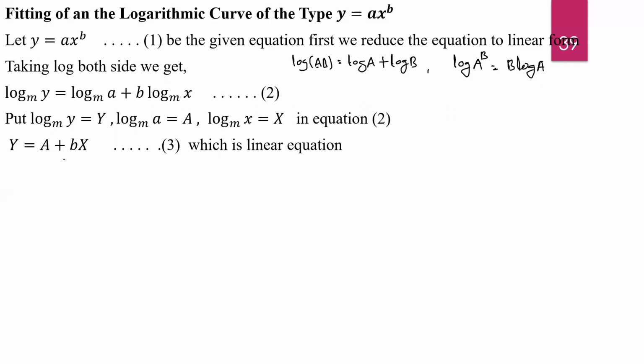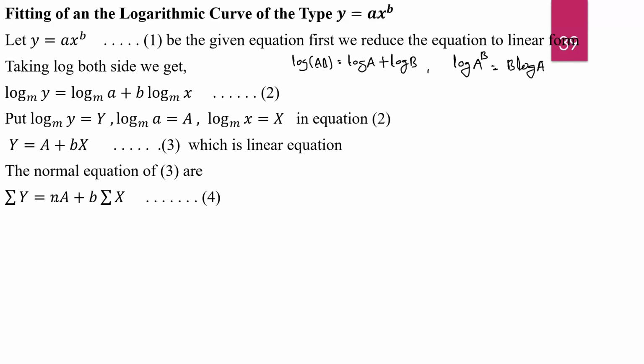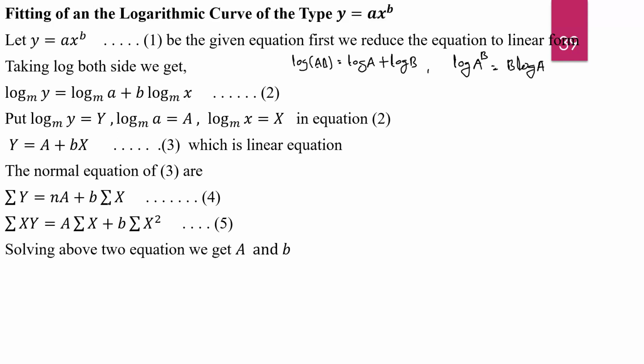Now here we use the least square approximation method, which we have discussed in the lecture of linear curve fitting. Using the least square approximation method, we get two normal equations. First normal equation: multiply by summation sign, we get summation Y is equal to, summation operating on the constant 1, n into A plus B summation X. For the second equation, multiply throughout by capital X and then operate the summation sign, we get summation XY. Now solve equations 4 and 5, we get capital A and B.